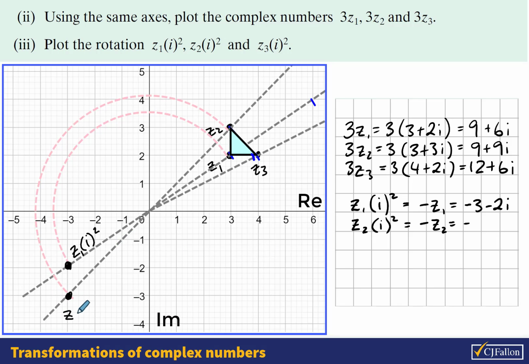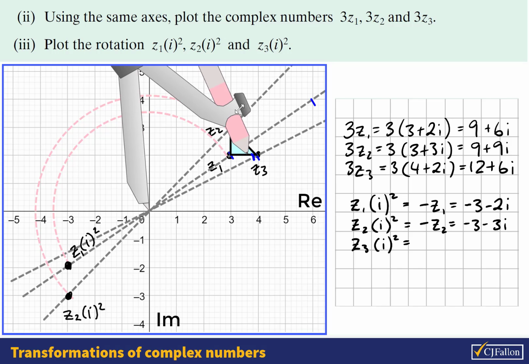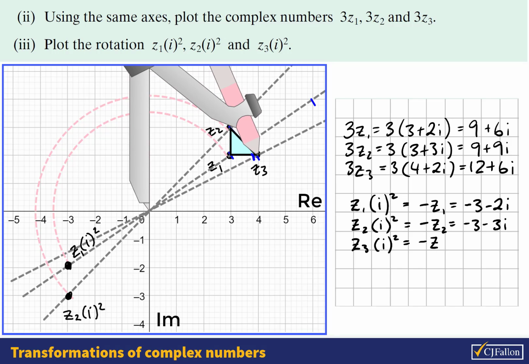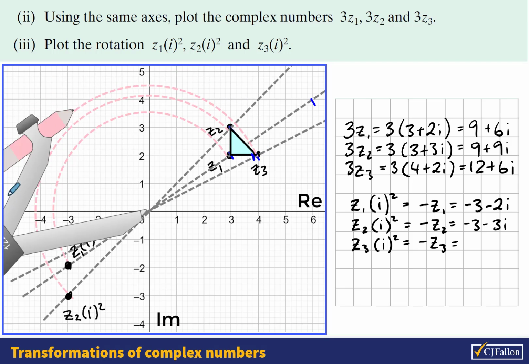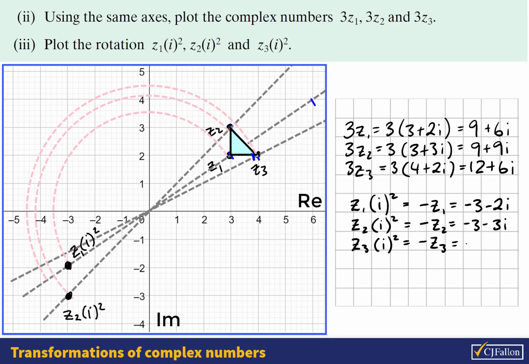Whether we rotate by 180 degrees, or multiply the complex number by -1, we will get the same answers as we see here. We're asked then to plot these points. It is worth noting that when you multiply a number by -1, its size or its modulus has not changed.